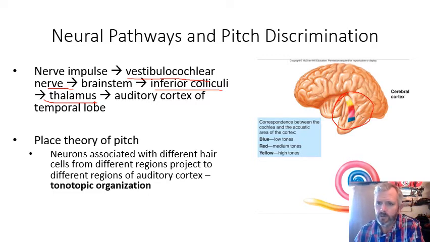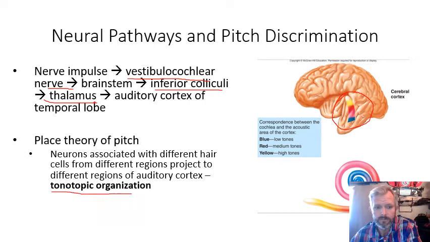Remember, the somatosensory cortex was somatotopic. Certain regions of the body go to certain regions of the somatosensory cortex. Well, tonotopic means certain regions of the cochlea go to certain parts of the auditory cortex. And this is where we get a mapping for pitch, for the different tones. You can see those earlier on, right, would be the higher frequency. So higher frequency would go to this portion of the auditory cortex.